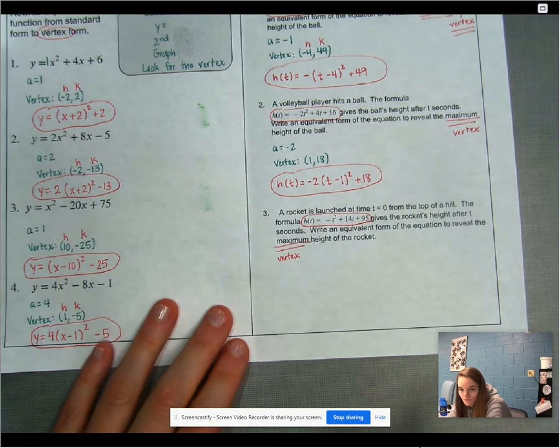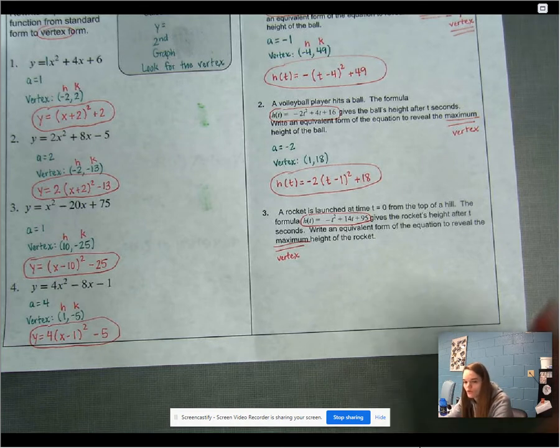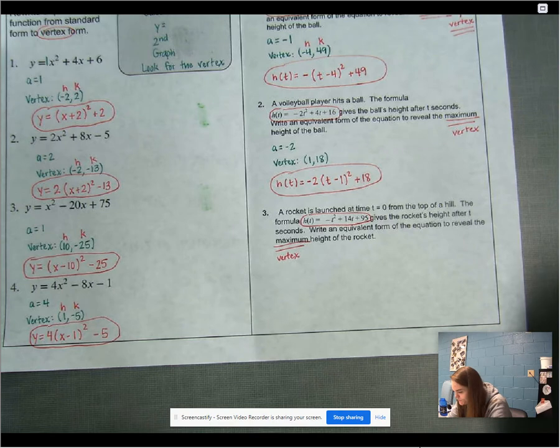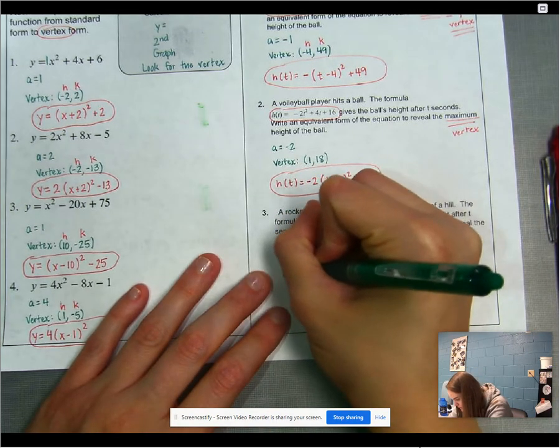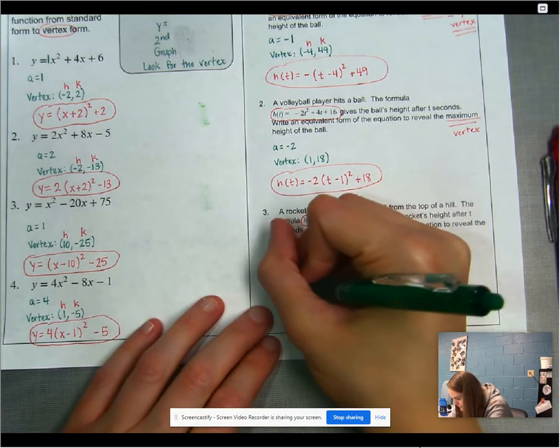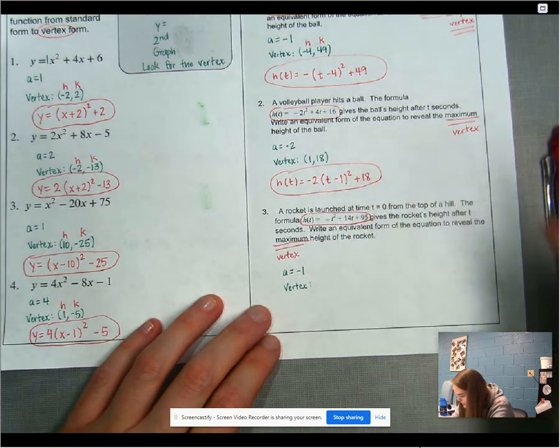Okay. The reason we're not seeing minimum in this one is because it's talking about something that's going up and then coming down. Something that's going the other way would be minimum, and if it's going like starting up and going down, the only thing I can think that would do that is like, let's say a diver goes into the water and then comes back up. Those are the kinds of things you'd be looking at. All right, so A equals negative 1. Vertex, we have to find.